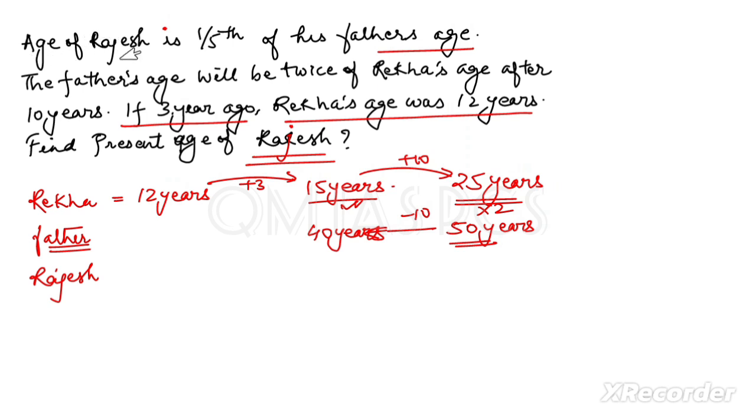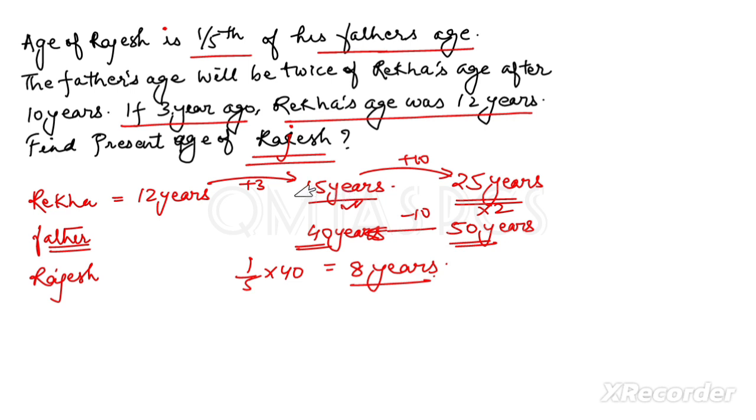Now the age of Rajesh is 1/5 of his father's present age, so 1/5 of father's age, and that will be 8 years. So Rajesh's present age will be 8 years, father's present age is 40 years, and Rekha's present age is 15 years. Okay, so you have understood this one.